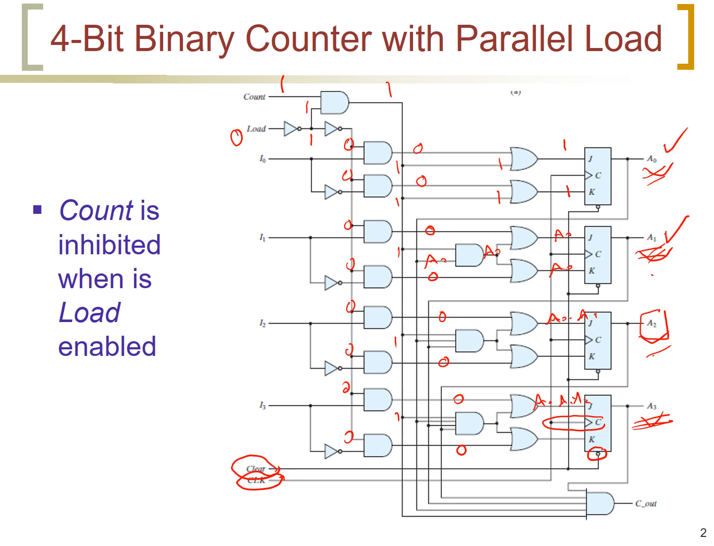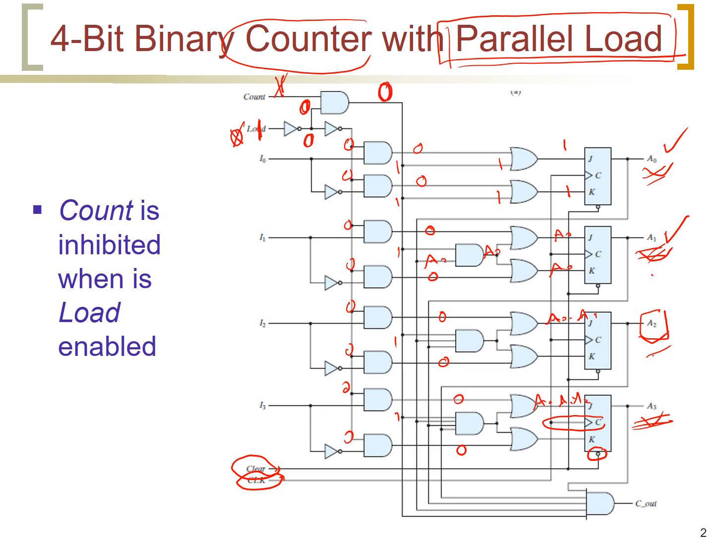Now, this counter can be used for multiple functions. First, as a counter that we have just described, and the second, which is very important, is similar to a register which has parallel load capability as well. The parallel load will be done when the load is 1. And when the load is 1, look what will happen. This will be 0, and this will be 0, and it does not matter what is the value of the count, this here will be 0. In this case, we say that if the load is 1, we don't care about the count.